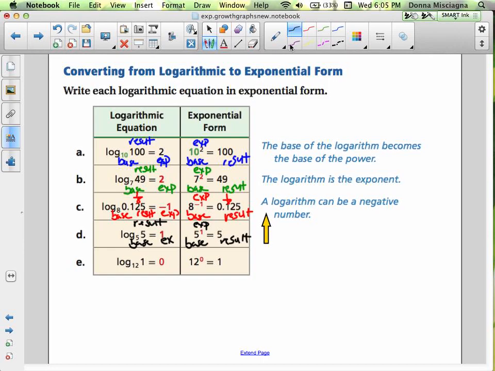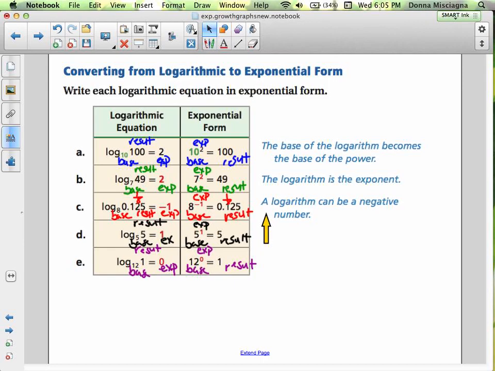And then last, but of course not least, log base 12 of 1 equals 0. This 12 is our base, and this is our result. If you want to raise something to a power and get 1 as the answer, then you must be raising it to the 0 power. So when we rewrite that into exponential form, the base of the log becomes the base of the exponential. The answer to the log is an exponent, so that's going to be our exponent. 12 to the 0 equals 1. And that's all there is to rewriting from exponential to log and log to exponential.